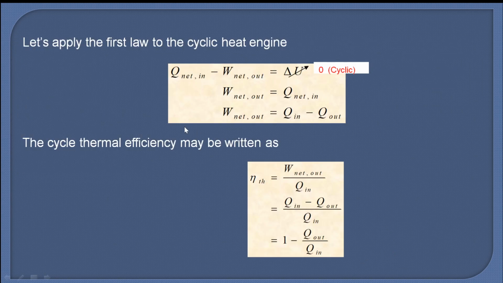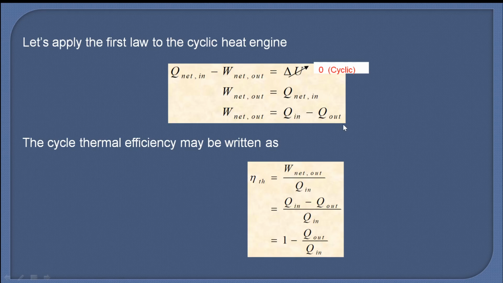Now let us apply the first law. This efficiency is also known as first law efficiency. When we apply the first law to the cyclic heat engine, you know that net heat transfer is equal to net work transfer, right? Because for a cyclic process, the change in internal energy is zero. We have seen this already in the previous sessions on the first law of thermodynamics. So W net out is equal to Q in minus Q out, and the net work output is equivalent to the net heat transfer, that is Q in minus Q out.